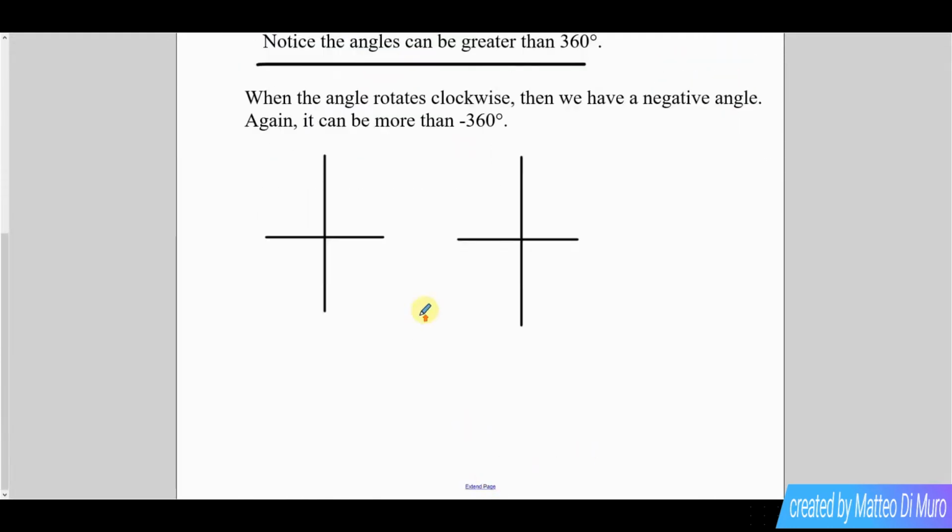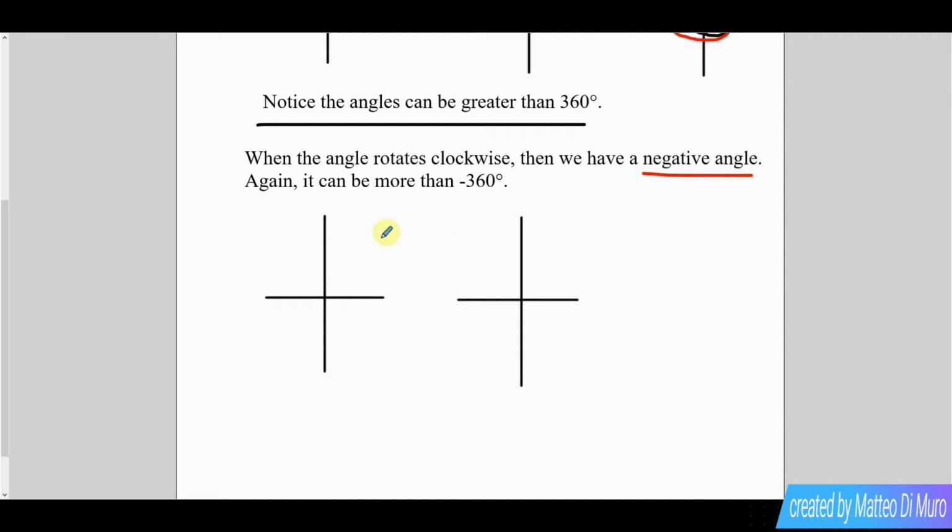Angles can also be negative. Negative just means that we're traveling in the opposite direction. A positive angle starts here, moves counterclockwise. A negative angle is defined as moving clockwise. So for example, this is the angle negative 90 degrees. If I was to draw another one, I could draw this one, and this would be negative 270 degrees. Just remember from grade 11 that each quadrant is 90 degrees.